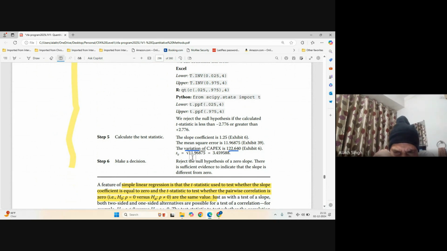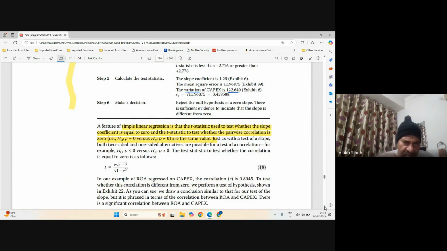Standard error is 11.9687 and the square root of that is 3.45. Calculate the t. So make a decision. Recall the null hypothesis is zero slope. So B1 was zero, there is sufficient evidence to indicate. So where is the T calculation? Not even T has been calculated here. Okay, let's go down. We will go to the second example, but there is some error here in the book.